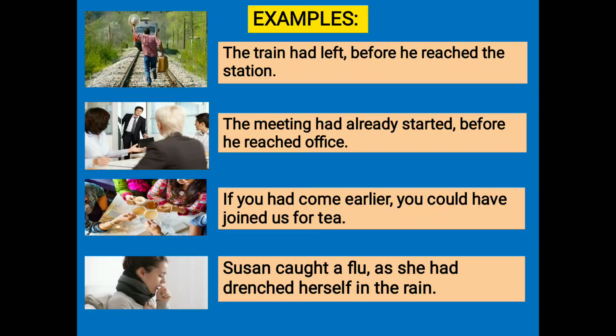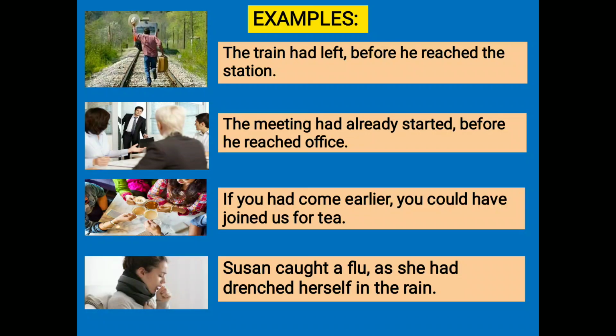Secondly, you see the second example, the meeting had already started. See the use of the time expression, already. The meeting had already started before he reached the office. He reached the office, alright. This is also a second action. The second action is that he, the subject, reached the office, but prior to that, another action had already happened. That means the meeting had already started before this man reached the office. So the meeting had already started before he reached the office.